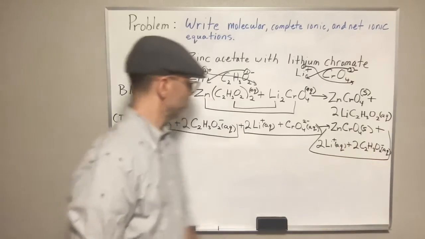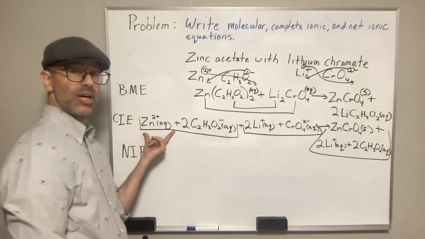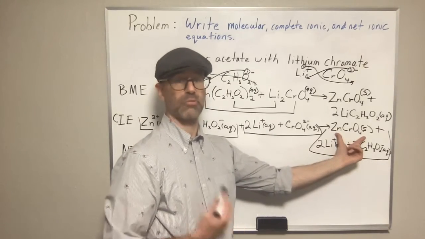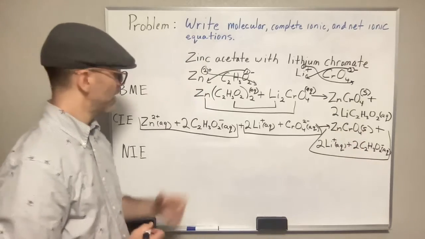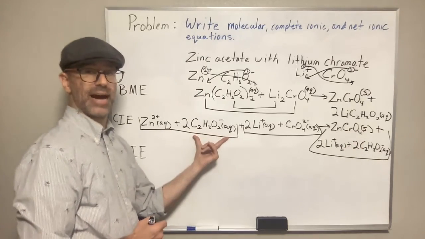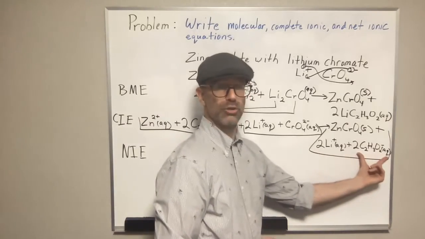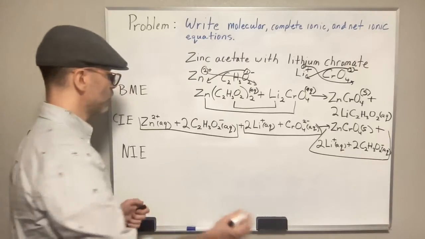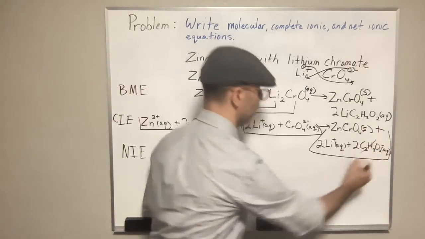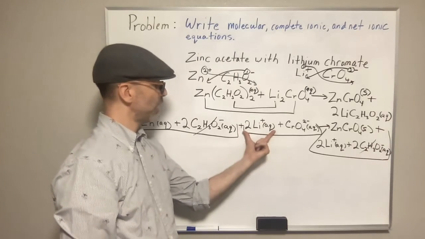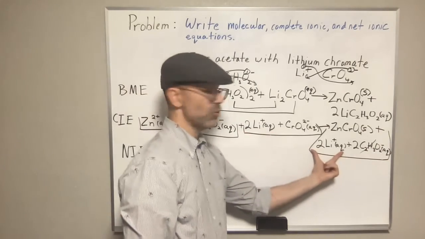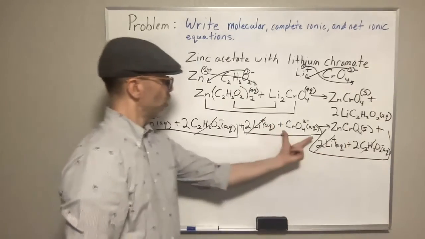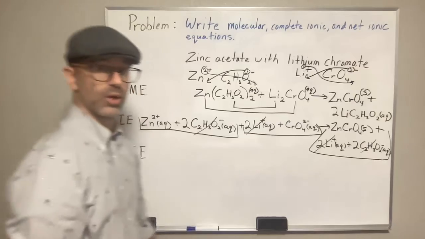So we remove it. Zinc here is aqueous, but it's here in a solid. So that is not staying the same. So we keep that. That is not a spectator ion. Here we have two acetate ions aqueous, here we have two acetate ions aqueous. Stays the same. That is a spectator ion. So we can remove that. Same thing with lithium. We have two lithium aqueous, two lithium aqueous. So that's a spectator ion. We can get rid of that. Chromate is in the solid, so we're going to keep that.